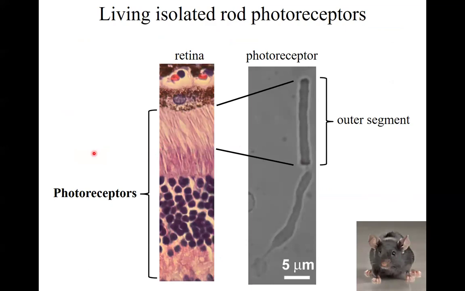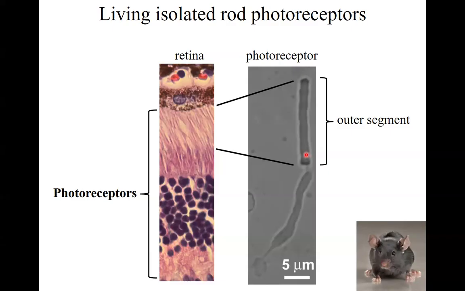So we work with isolated rod photoreceptor cells. This is from the mouse. And these are the photoreceptor cells here. We chop the retina, and this is something that we might want to talk about later, the isolation procedure. And we get isolated cells. This is the outer segment of the cell, the inner segment, and you can still see the nucleus. We do lose parts of the cell, and that is relevant. But the metabolic machinery and the outer segment are there.